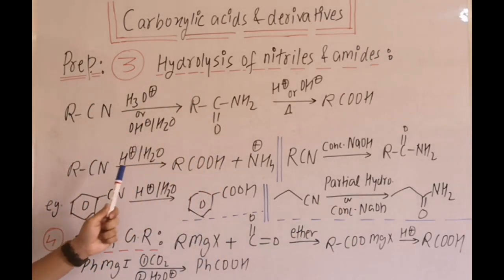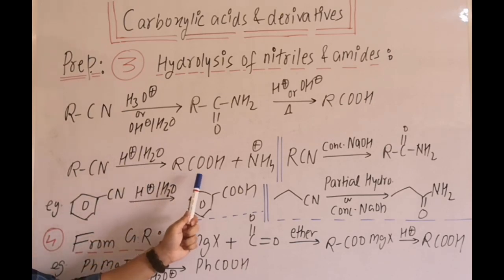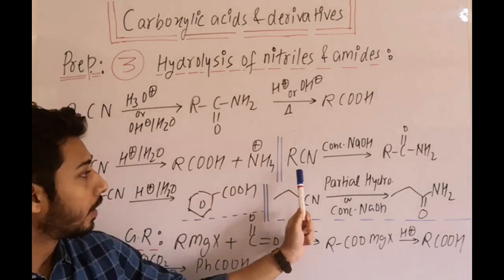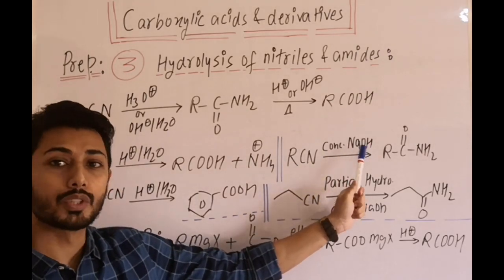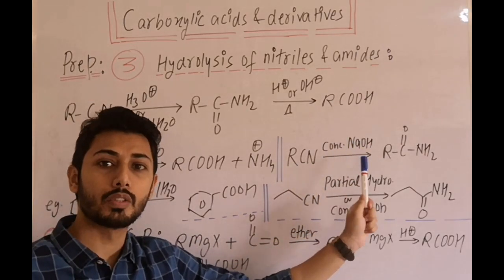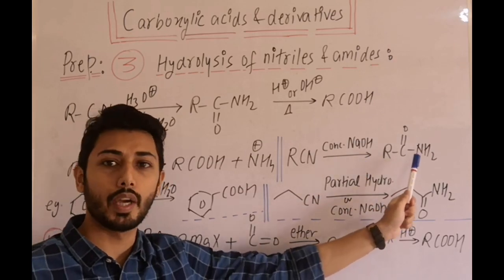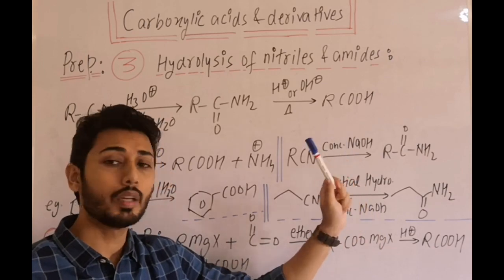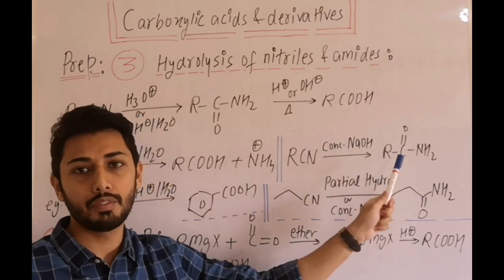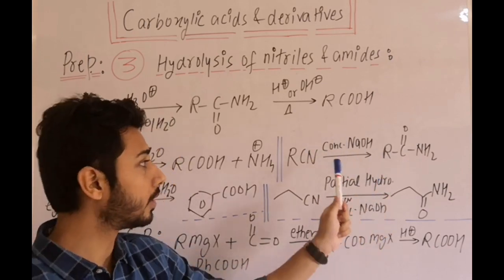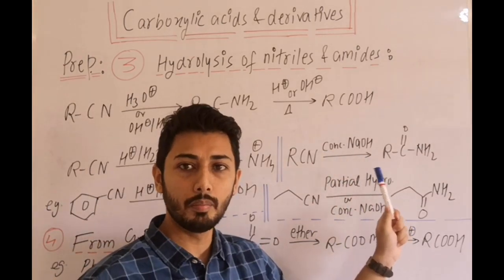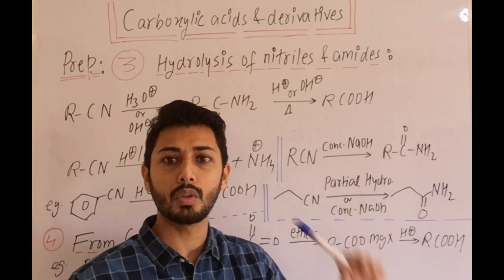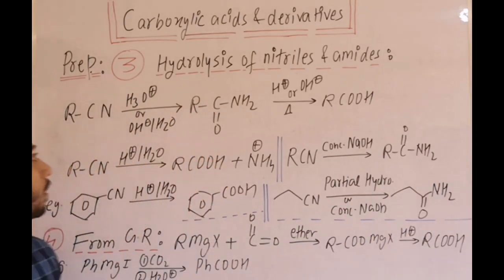In this example, RCN with H plus, H2O, what is formed? Carboxylic acid, plus the byproduct NH4 plus. Here, nitrile with concentrated NaOH gives the partial hydrolysis product, which is RCONH2. The reaction will not proceed easily. So remember, if the term is partial hydrolysis, then we form amide, or if the term is concentrated NaOH, then also we form amide as the product. Otherwise, directly we go up to carboxylic acid.